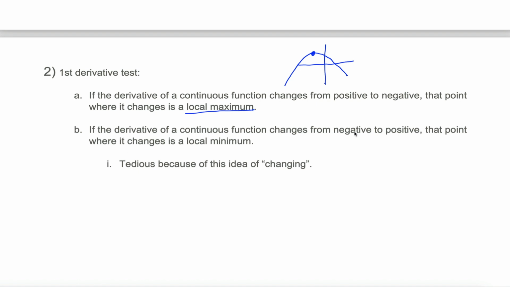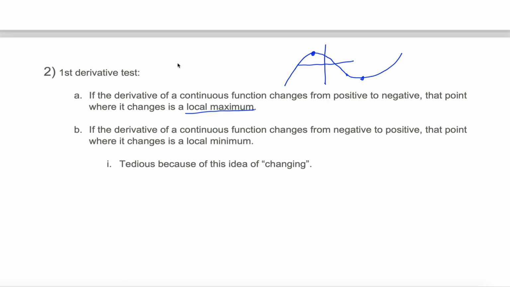Similarly, if the first derivative changes from negative to positive, we used to be going down, now we're coming back up. That point where we change signs would be a local minimum. That's your first derivative test. You don't really have to memorize it because it's very intuitive. It makes a lot of sense. It always works. There's no trick cases you have to worry about. The first derivative test is great.